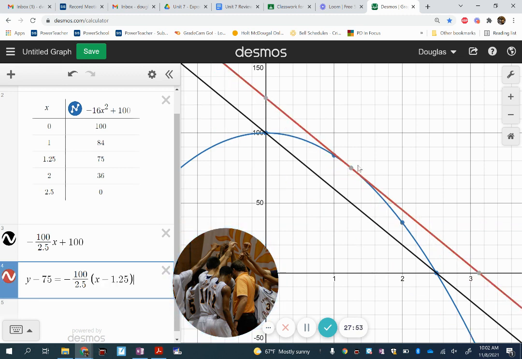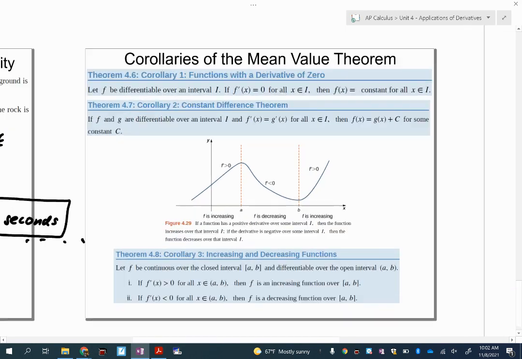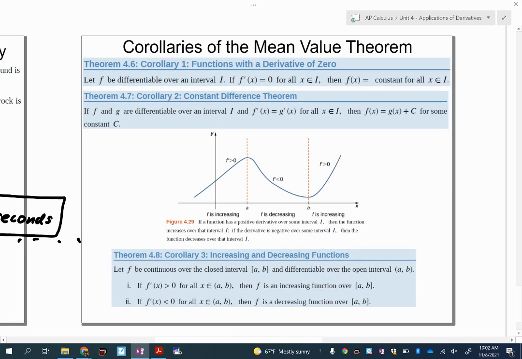So you'll notice there it is. It's tangent at that point. My red line, which is my tangent line, and my black line, which is my secant line, those are parallel lines. And I proved all of this using the mean value theorem. Now before I finish up, there's one more thing I want to show you. I'm not that concerned about it, so just take a quick read of this in the textbook if you want.